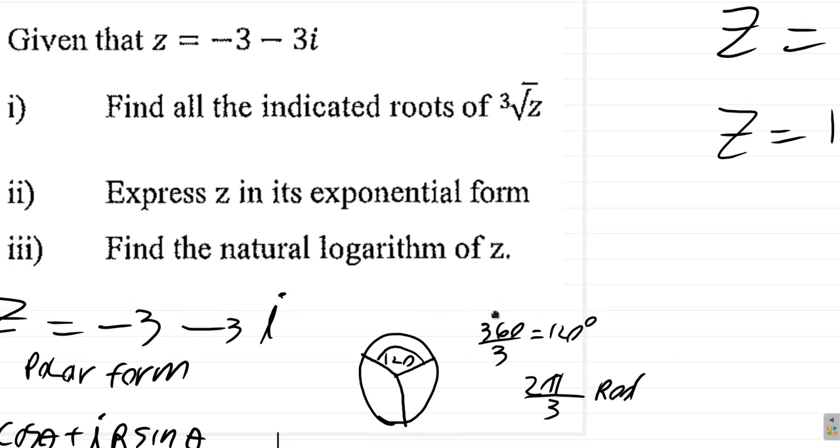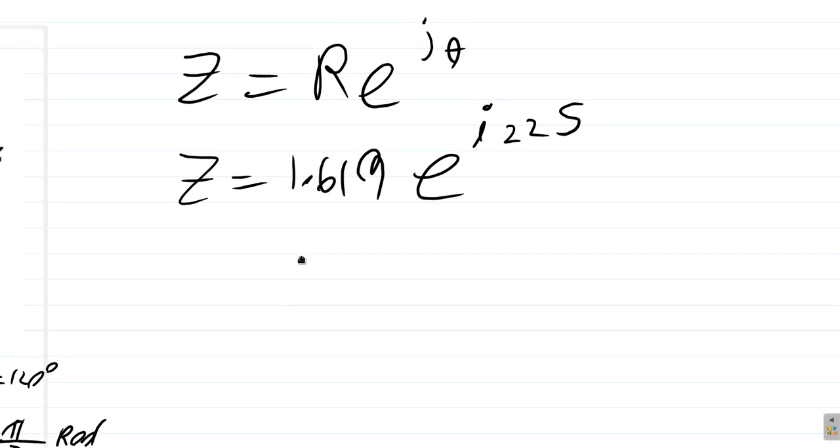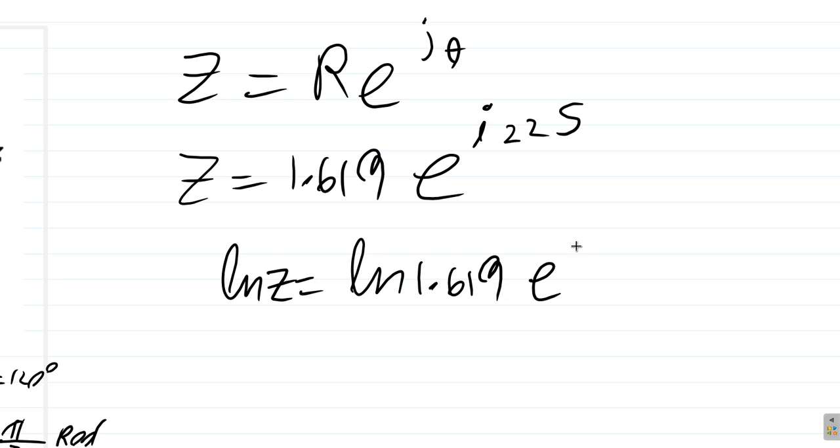After that, let's say find the natural logarithm of z. Okay, so let's see how this goes. We can work on this and say ln z is equal to ln 1.619 e to the i 225. Now, we're going to have to convert the 225 to, by the way, we should have done it before.